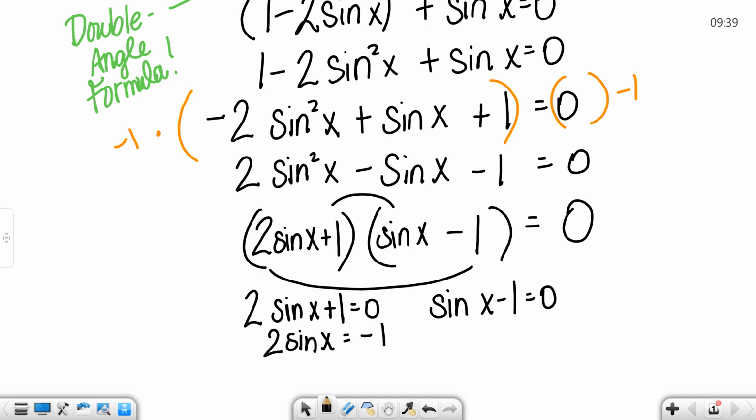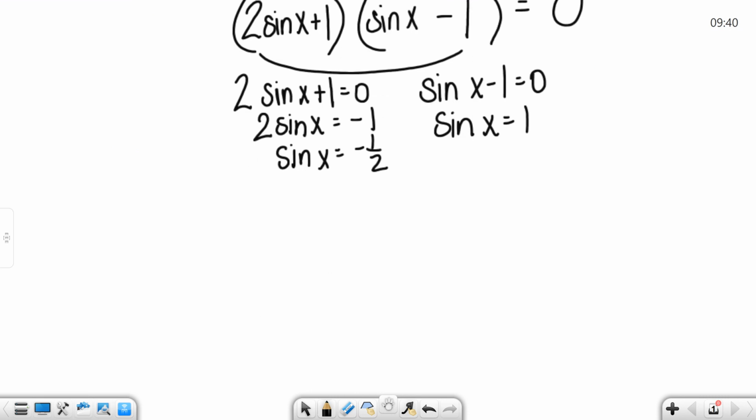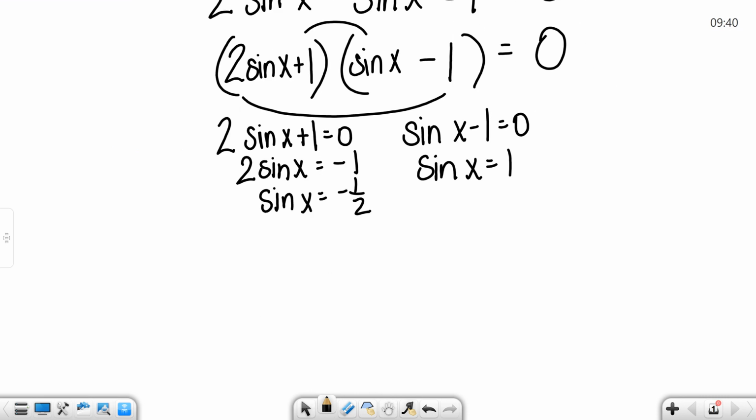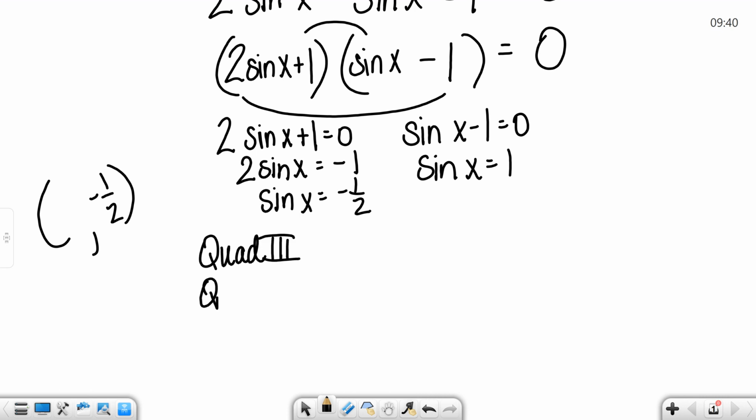Okay, so I'm going to move this 1 and then divide by this 2. All I have to do on this one is move the 1 by adding. All right, now we were asked to find x values from 0 to 2 pi. So we are looking on our unit circle, and we're trying to decide where is the sine -1/2. So you're looking for any ordered pair on the unit circle that has a y value of -1/2. Well, that happens in 2 places on your unit circle. It happens in quadrant 3, and it happens in quadrant 4.